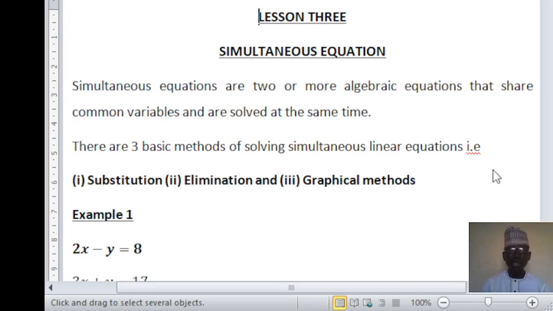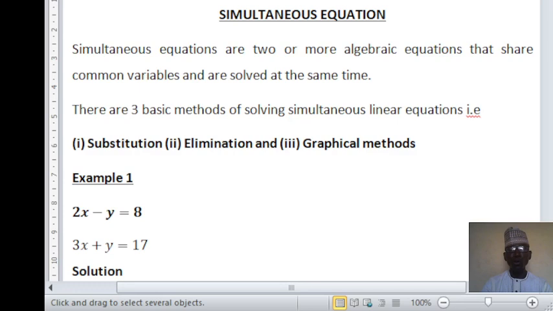So there are 3 basic methods of solving simultaneous linear equations. Number 1, we have substitution. Number 2, we have the elimination method, and lastly we have the graphical method. But in this lesson we may not be able to take the graphical solutions, because of some limitations. We'll be looking at the substitution and the elimination methods. Now we go straight to example 1 for more clarity.